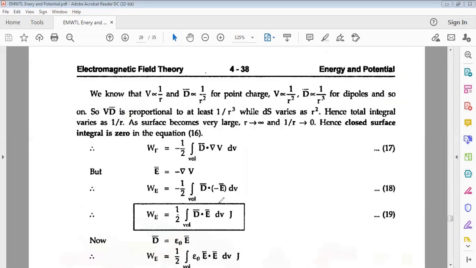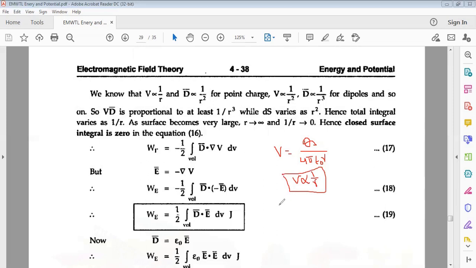Now, we know that the potential is proportional to 1 by R. Why? The potential V is equal to Q by 4 pi epsilon naught R. Epsilon naught is a constant, so V is proportional to 1 by R, the potential at a point charge.